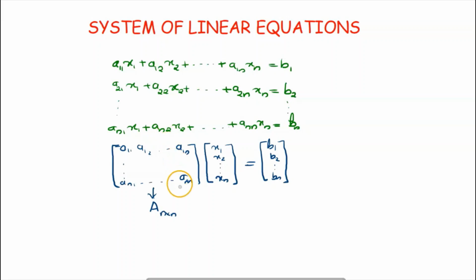Here, this is my system. Since there are this many coefficients, this is an n by n matrix. And this unknown matrix has n rows and one column, an n by 1 matrix. I am denoting it as capital X. And this is b1, b2, etc., bn. I am denoting it by capital B. This is also a column matrix, n by 1. So basically the system is AX is equal to B. This is representing the system of linear equations.